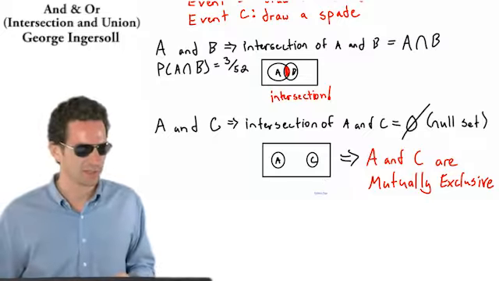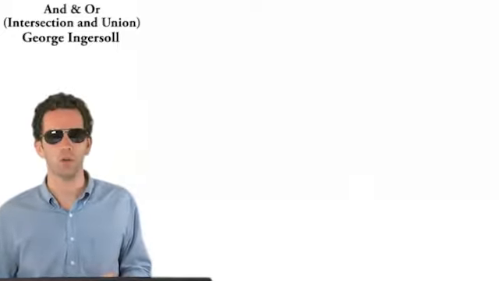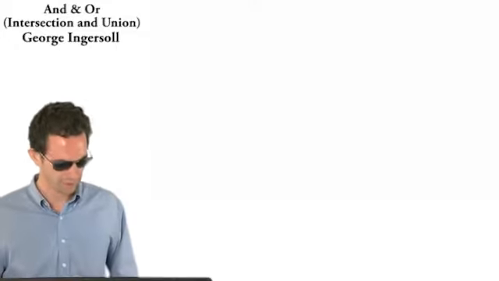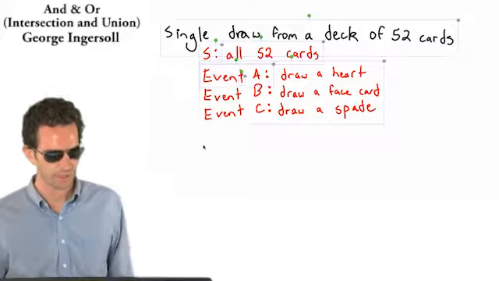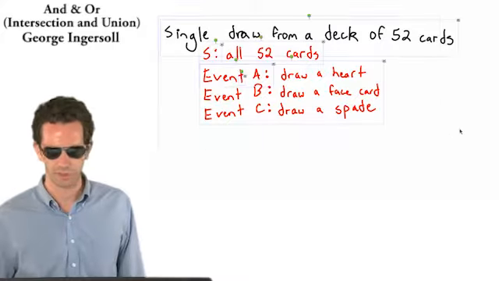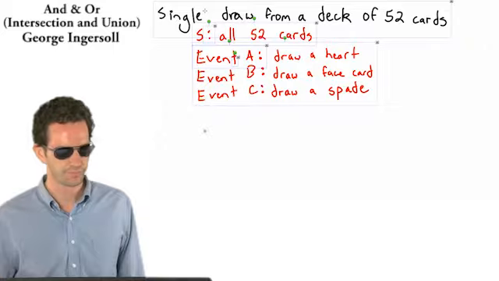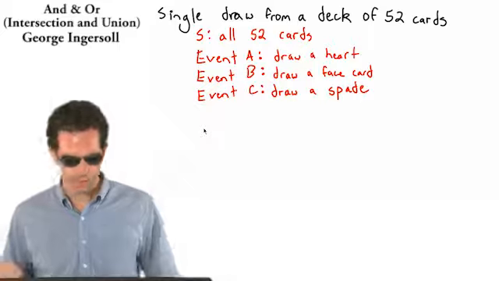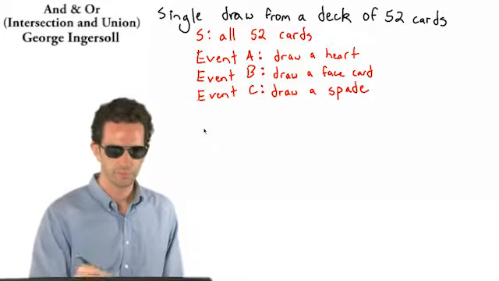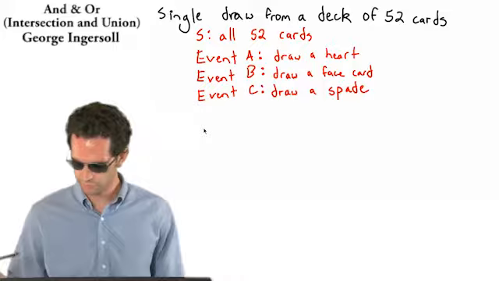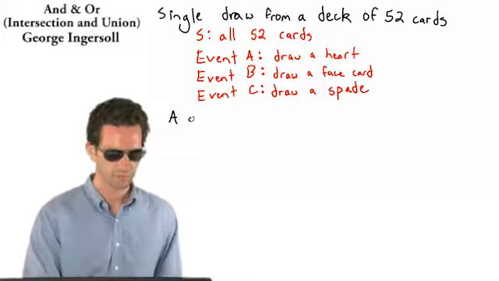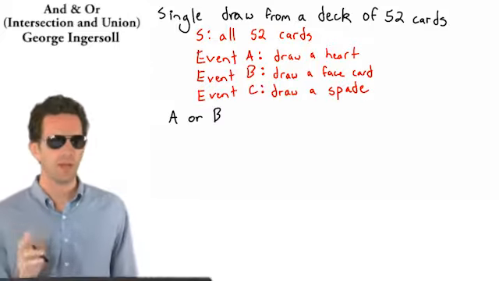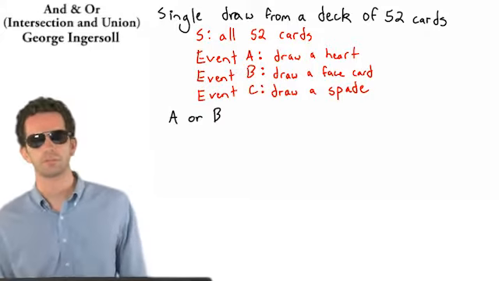Let's move on to a new page and talk about OR, as it is related to probability and multiple events. All right, so we're back to this example again. Actually, let me grab this and move it up a little bit. So talking about OR, we might say something like A or B, for instance. And that would mean drawing either a heart or a face card.